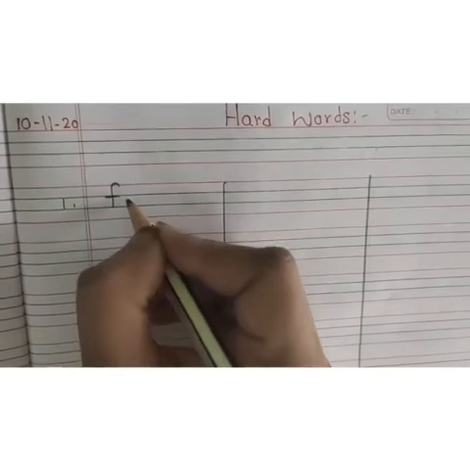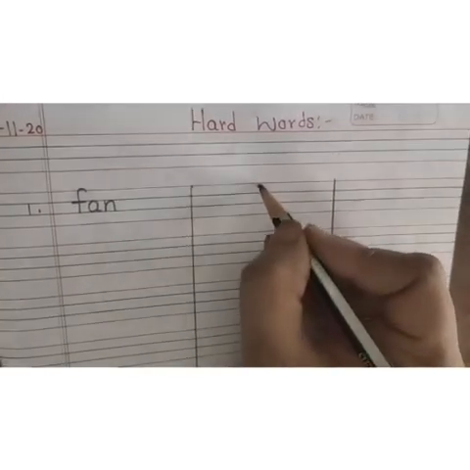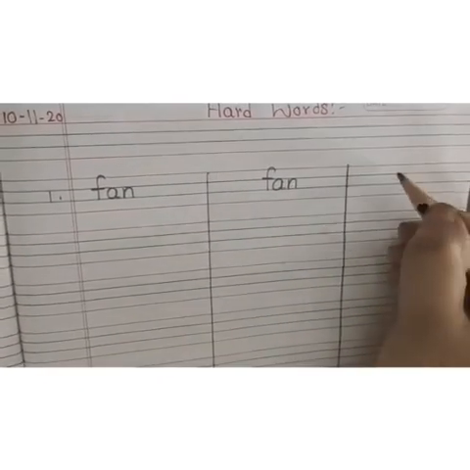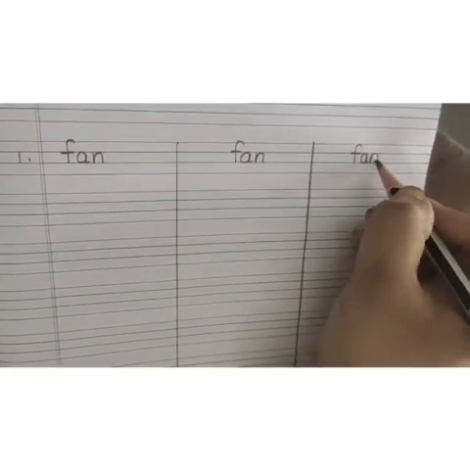F A N fan. Again you will write F A N fan. Again you will write F A N fan. How many times teacher wrote? 3 times. So you also will be writing 3 times. Understood children? Say and write.